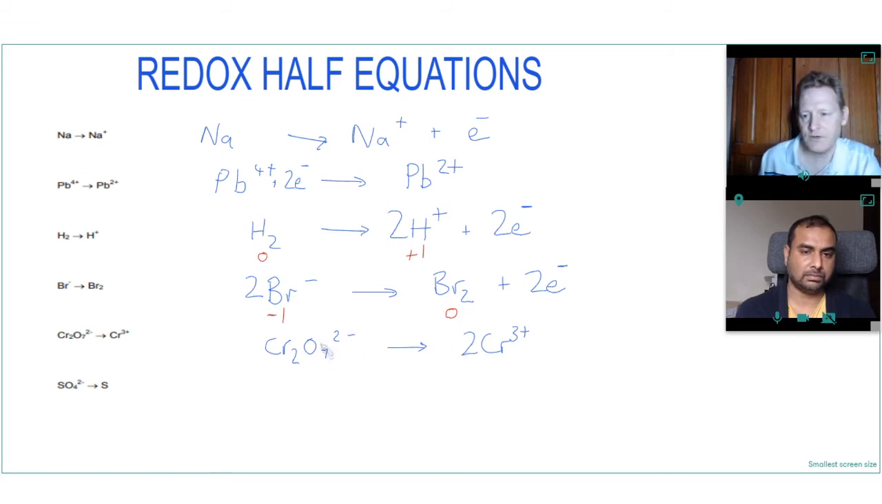So the first thing we'll do, we've got 7 oxygens, so we'll add 7 waters to provide our 7 oxygens on the right-hand side. And that gives us 14 hydrogen atoms, 7 H2s. So we can add 14 hydrogen ions to the left-hand side. And now we just need to balance the charges.